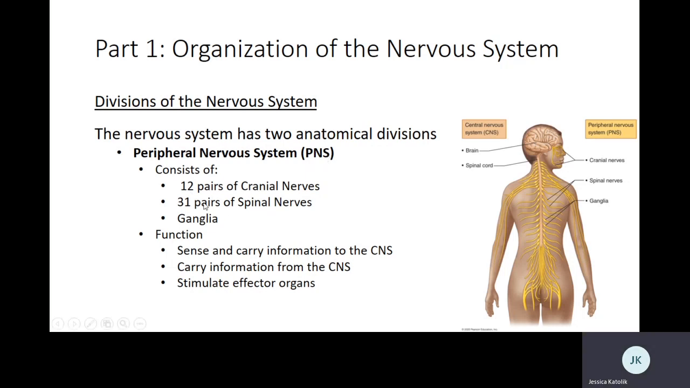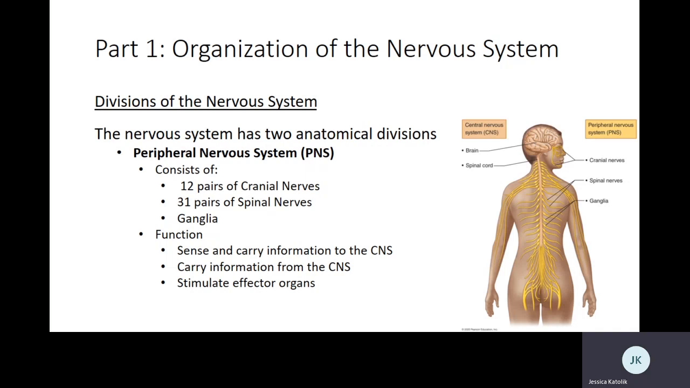The last structure that is found in the peripheral nervous system are known as ganglia. This is plural. Ganglia are going to be located here and here. They look like little widened parts of nerves. Essentially, what a ganglion is, is a collection of cell bodies found in the peripheral nervous system, and this is where a lot of synapsing and communication will occur.